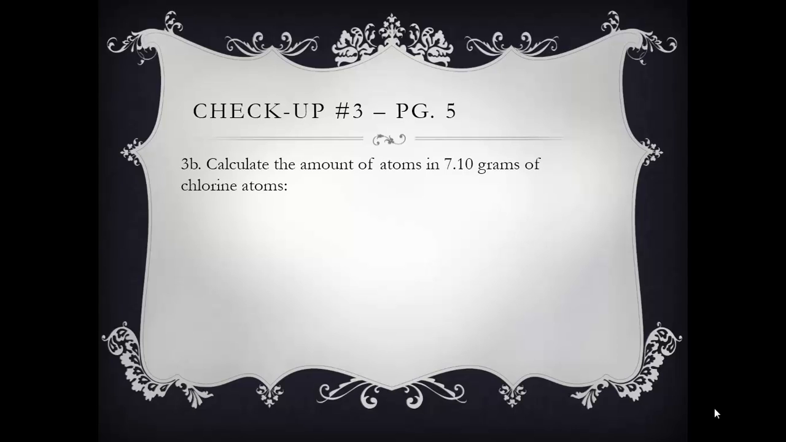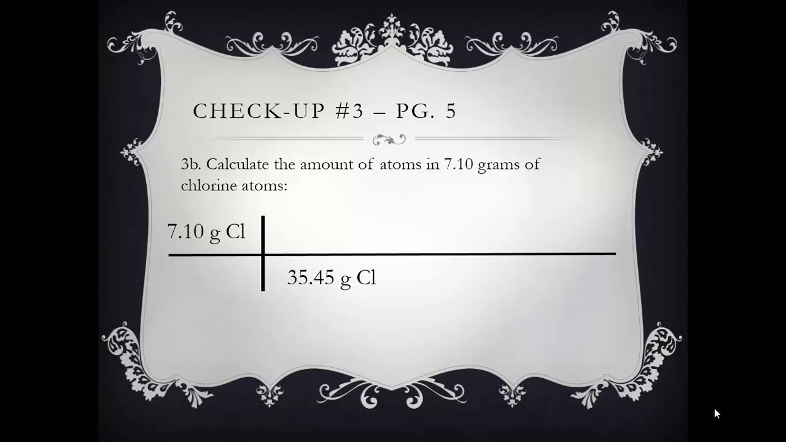3B, calculate the amount of atoms in 7.10 grams of chlorine atoms. Okay, chlorine atoms, that means it's not diatomic. You start with your given. You have mass, so that means you have to go through molar mass, which is 35.45 grams per mole. That's from the periodic table. Grams will cancel out. So we have moles now.